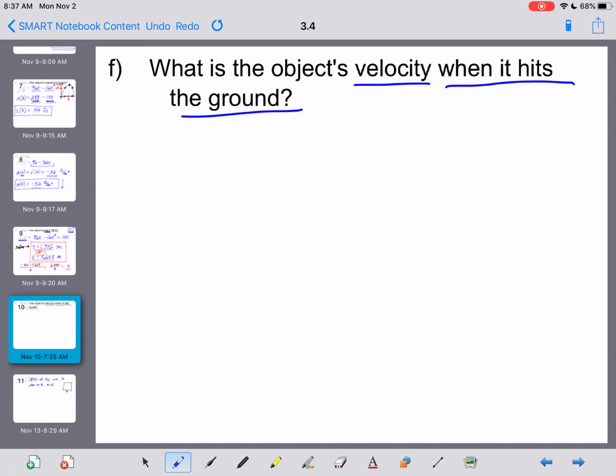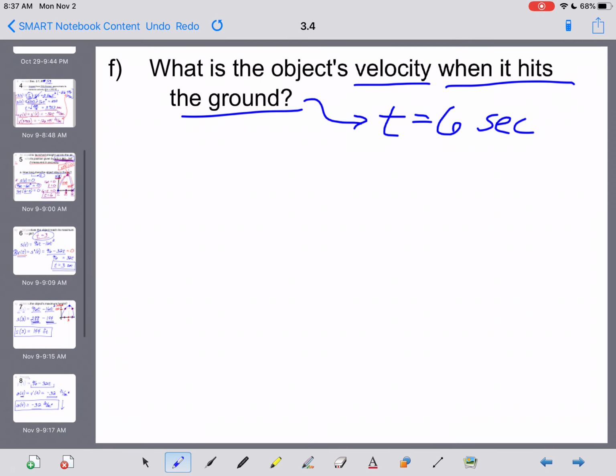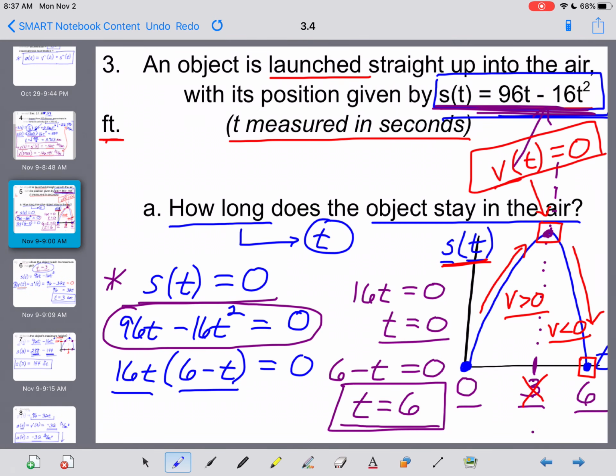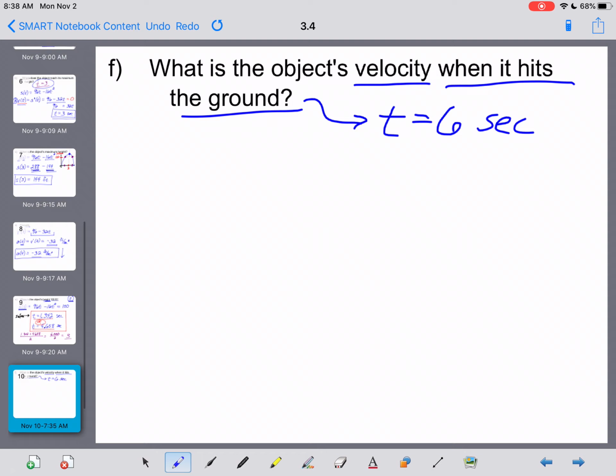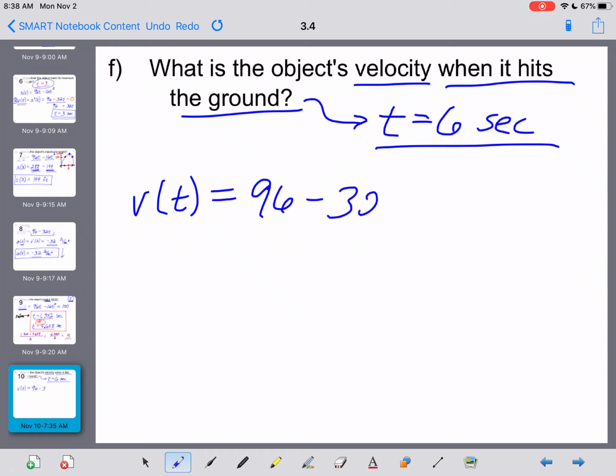And we know already that the object reaches the ground at a t value of 6 seconds. If you've forgotten, I know that from all the way back here in problem A, when we set our position function equal to 0 and found that it bottoms out when t is equal to 6. So now, if we know the value of time in question, we want to know the velocity at that moment. So we need our velocity function, which, if memory serves, was 96 minus 32t.